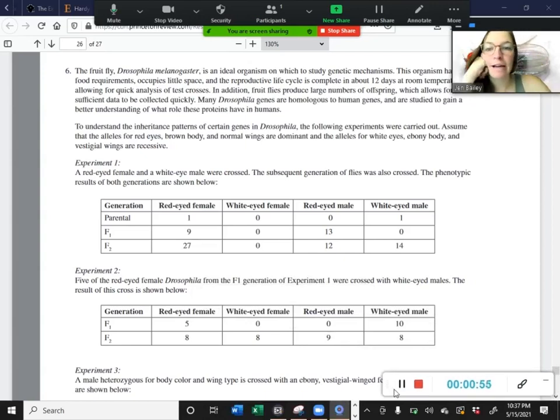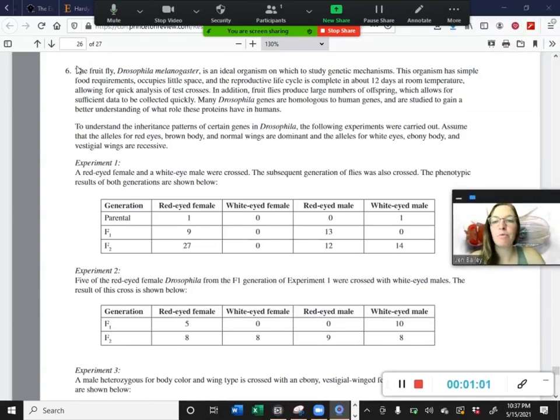The fruit fly, Drosophila melanogaster, is an ideal organism on which to study genetic mechanisms. The organism has simple food requirements, occupies little space, and the reproductive life cycle is complete in about 12 days at room temperature, allowing for a quick analysis of test crosses. Interesting information, a bit superfluous, perhaps, we shall see. In addition, fruit flies produce large numbers of offspring, which allows for sufficient data to be collected quickly.